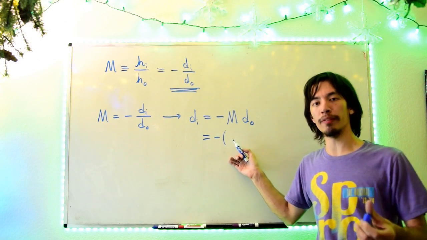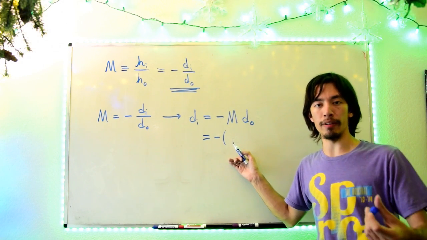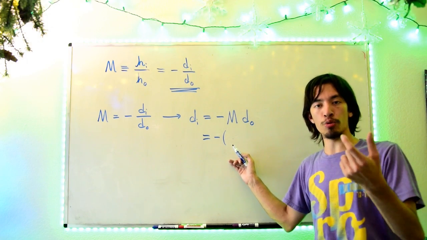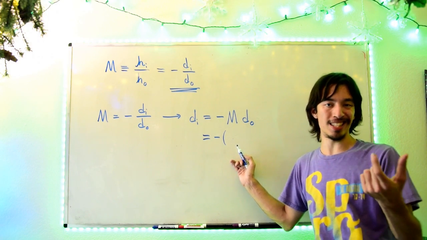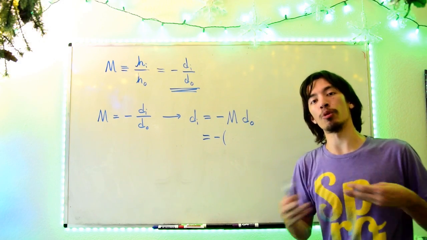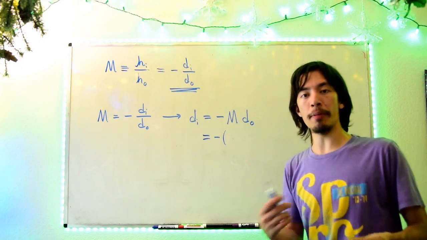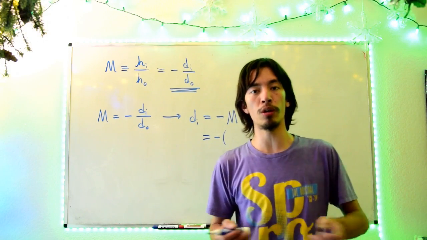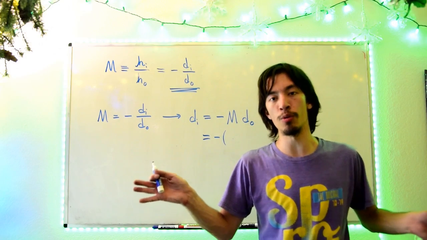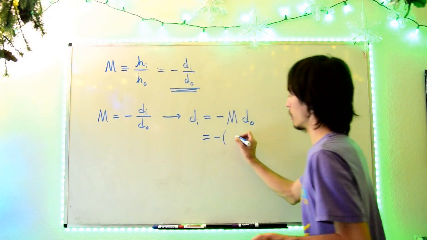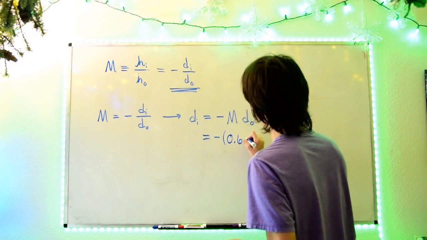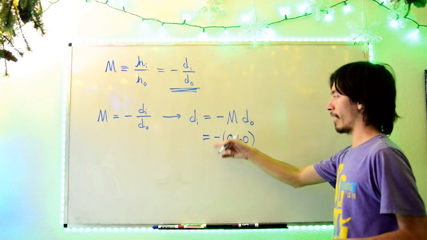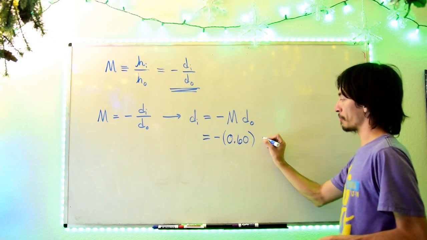So remember the magnification, the sign of it determines if it's upright or inverted. The actual absolute value, in other words 0.6, is just how much bigger or smaller it is. So if the magnification was 1, it means it's the same size. If it's larger than 1 or smaller than 1, absolute value, that tells you if it's larger or smaller. So I'm going to use positive 0.6 to represent 60%. And the minus sign was from the algebra, not the magnification.